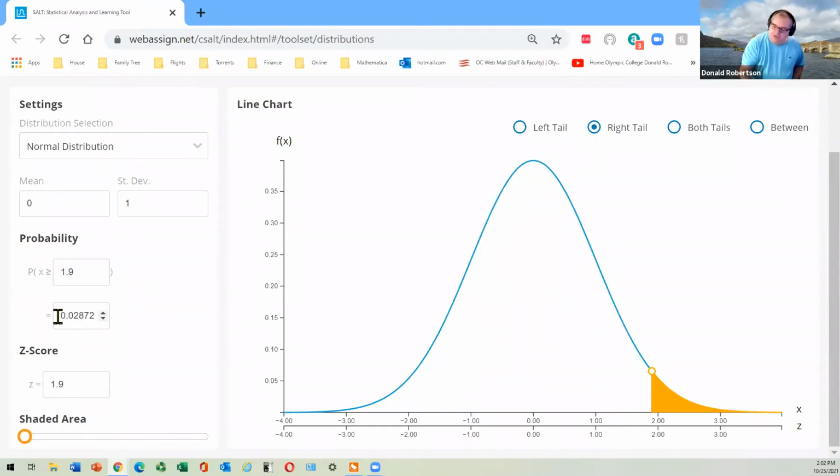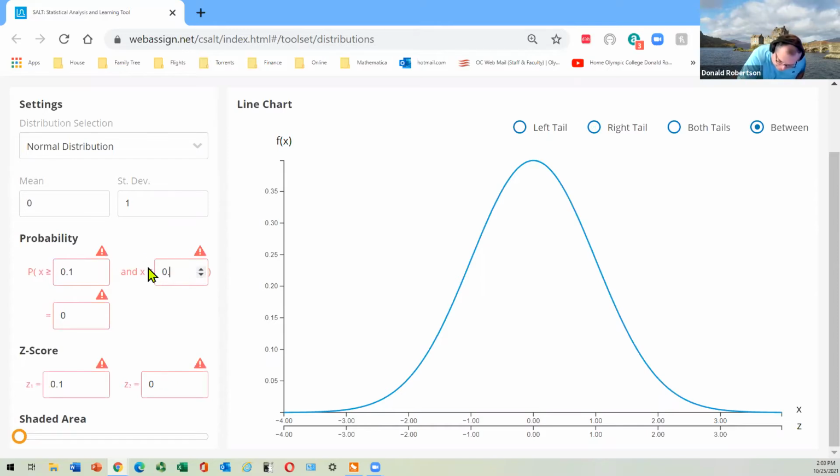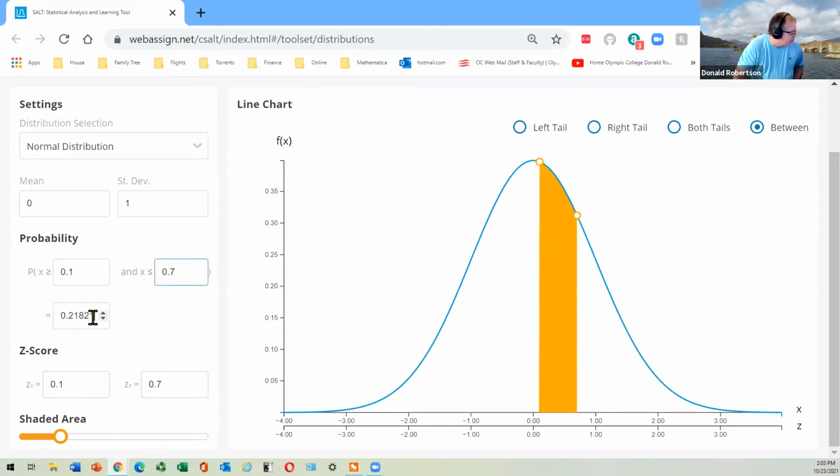Suppose I wanted to know a z-score between 0.1 and 0.7. Between 0.1 and 0.7. And the answer is the guy underneath. Do you feel comfortable about how you can use SALT to do all these probabilities of getting bigger than or less than something? Are we good?